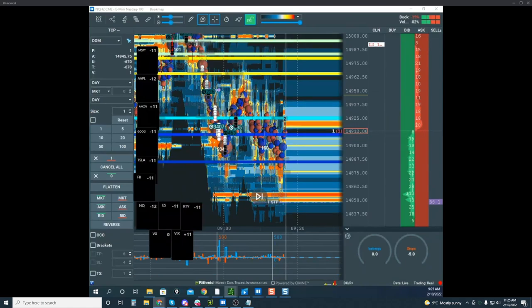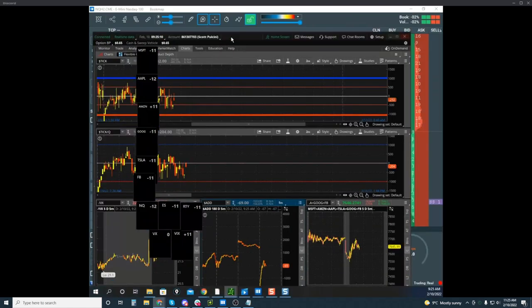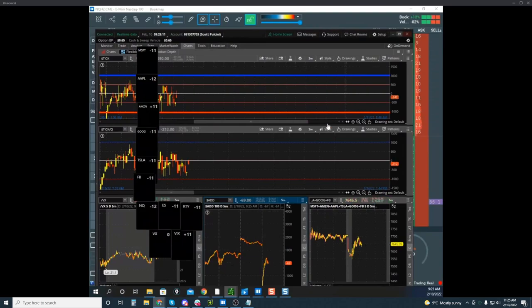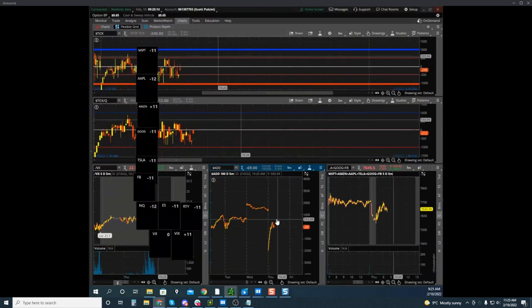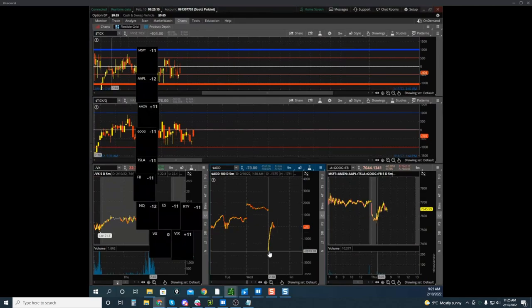Let's take a look at our internals as well. I know we were pretty negative earlier, but we recovered handsomely. Here's the ADD. Got down to almost trend down day. Anything under 2,000 negative or 2,000 positive is usually trend day. You can see a touch there and it just ricocheted. And that was caused by the advance decline of the stocks, and that's what caused the futures to rip.